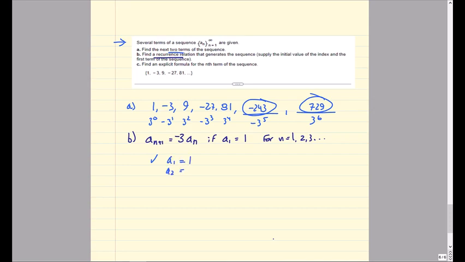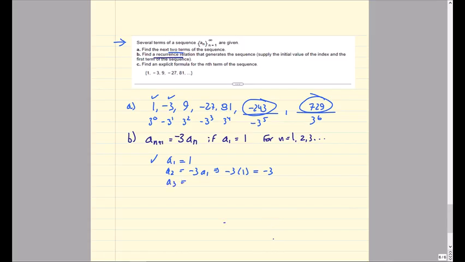Let's look at a sub 2. That would be negative 3 times a sub 1, the current term, which would be negative 3 times 1, which is negative 3. So that checks as well. So I have 1, negative 3. Let's try a few more.